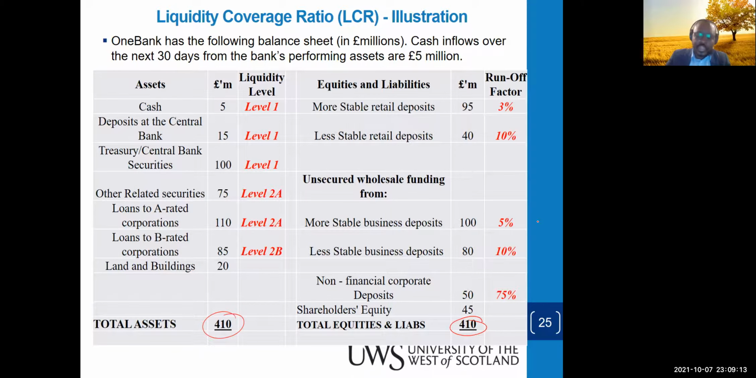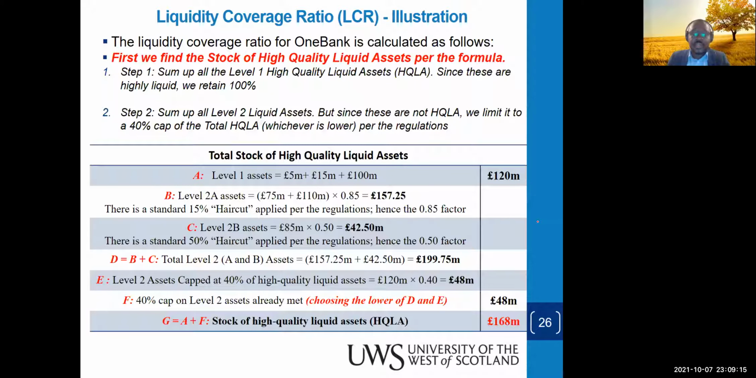Now, with all of this, what do we do? The question is, we should calculate the liquidity coverage ratio. So, do we have enough coverage to cater for any liquidity needs within the 30-day window? So, there are steps. I've plugged in steps one after the other and worked it sequentially for us to be sure we understand what we're doing. So, first, we find the stock of high quality liquid assets per the formula. How do we find them?